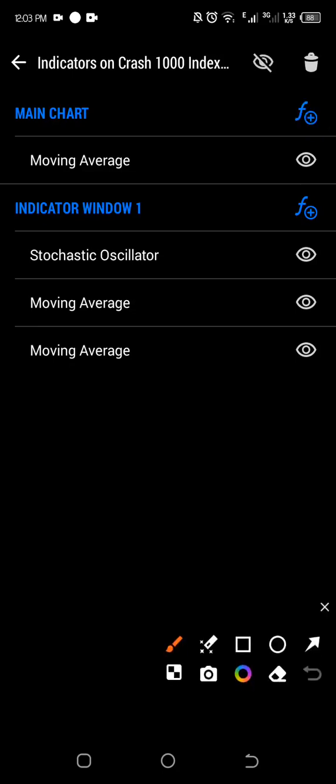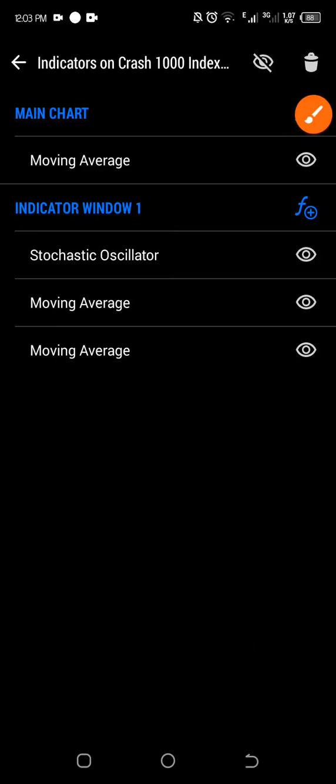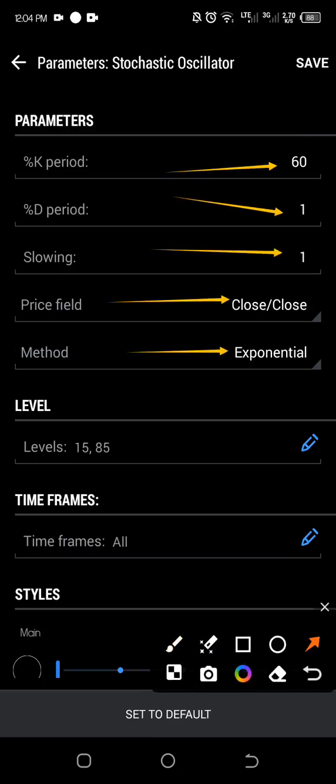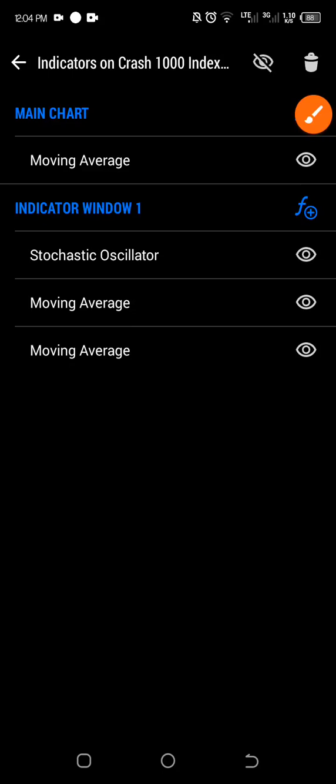Now to the second indicator, which is going to be the stochastic oscillator. At the top, we click on this F icon again, we search for stochastic oscillator, and these are the parameters. Now the K period is 60, the D period is 1, the slowing is 1, the price field is close, method is exponential, and for the style we only need the signal. Okay, we only need the signal, and for the main, use it as your background color and click on save. So that is the second indicator we are going to be using.